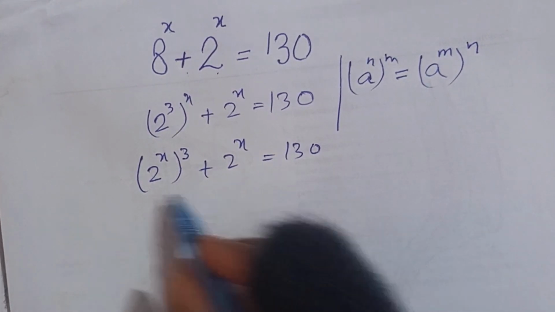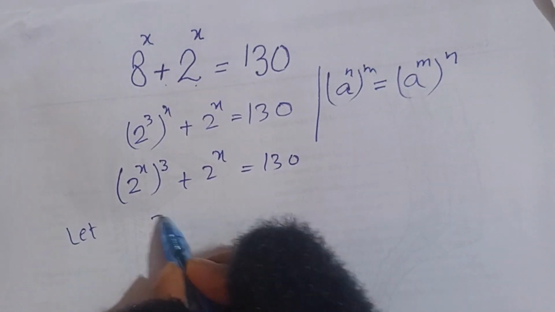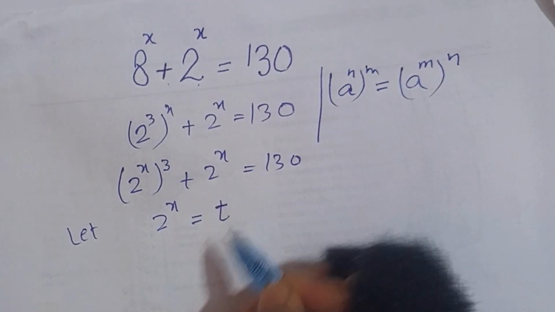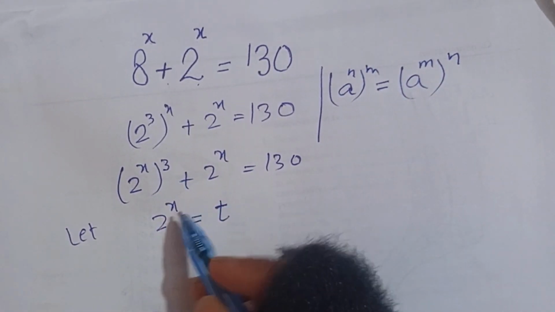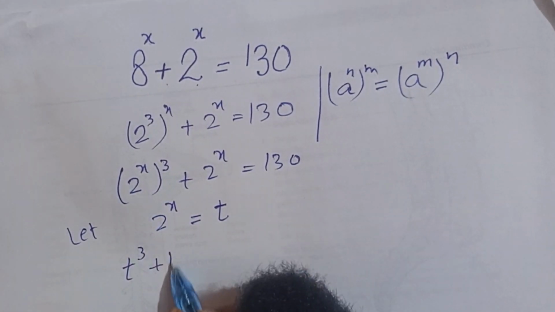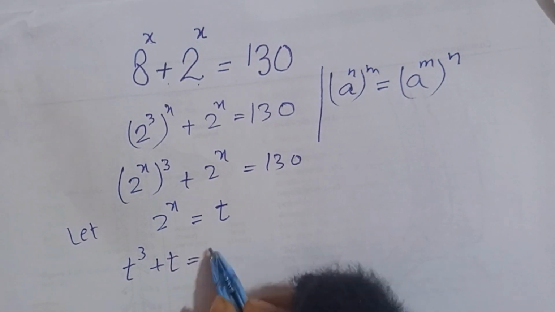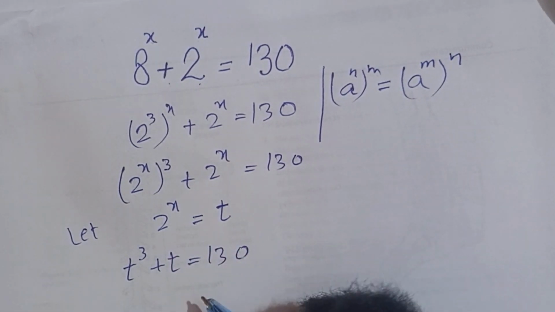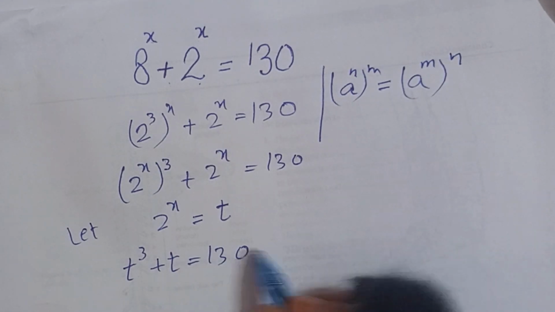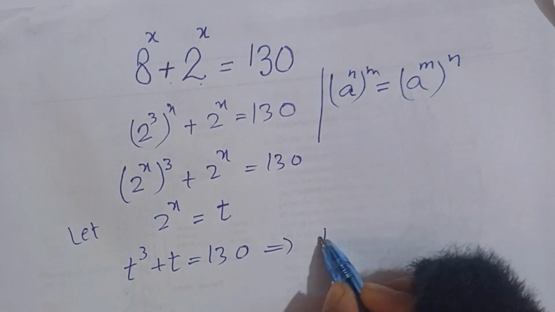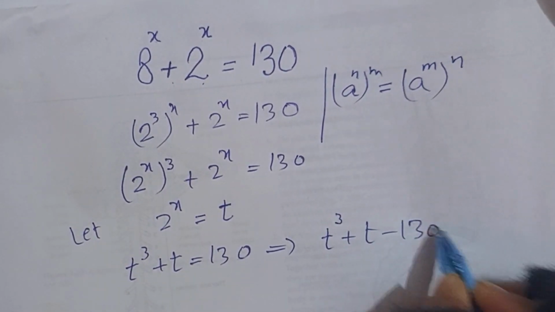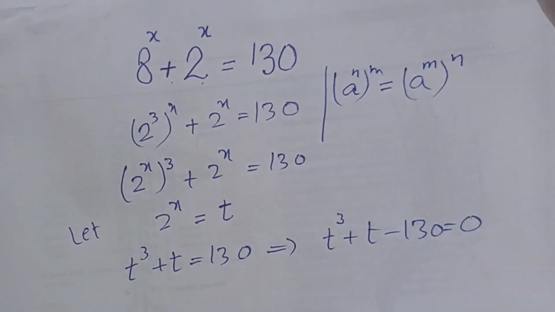Now in the next step we let 2 raised to the power x equal to t. Now the above equation will become t cube plus t is equal to 130. And in the next step, if we subtract 130 on both sides, then this equation will become t cube plus t minus 130. Its right hand side is now just 0.